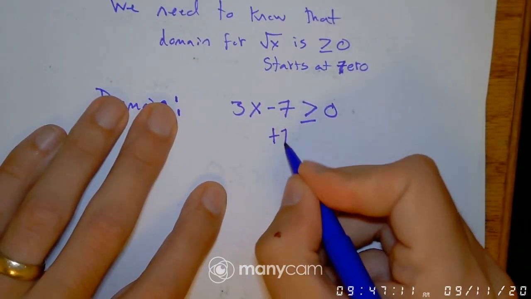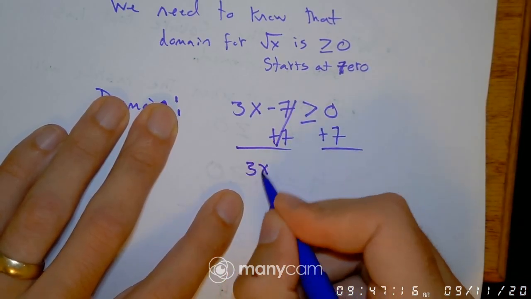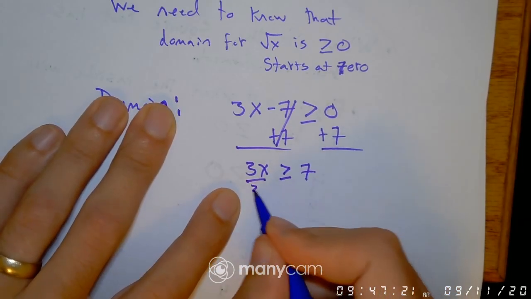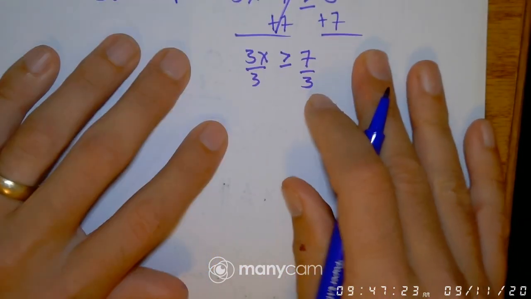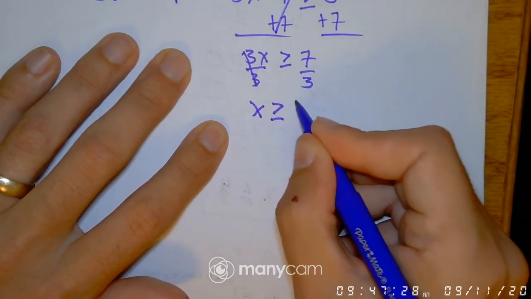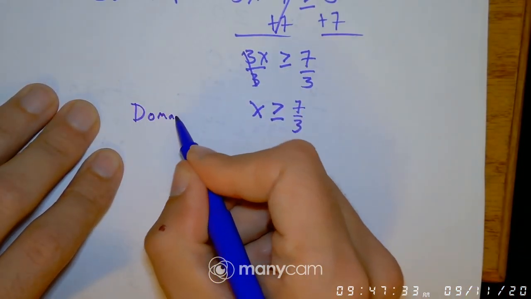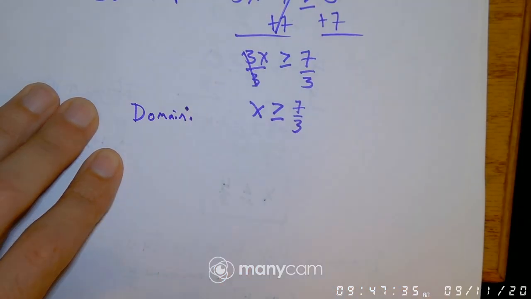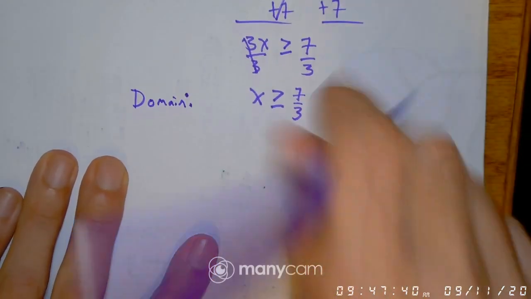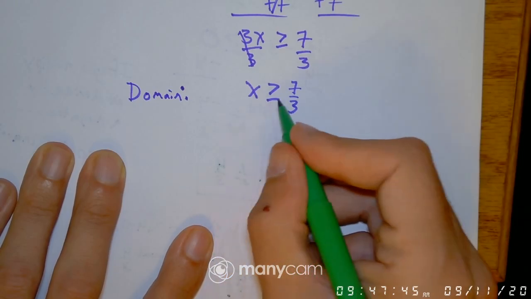I'm going to go ahead and add 7 to both sides. I get 3x is greater than or equal to 7. I don't have any negatives, so I'm going to go ahead and divide by 3. Now, if I was doing inequality notation, I would be done. But we're just going to convert this to interval notation, so it can equal.